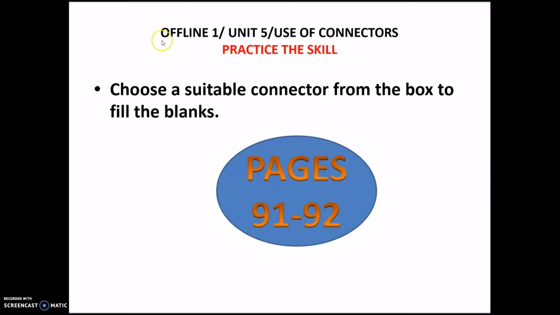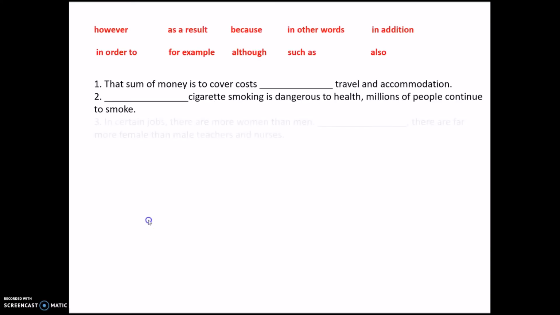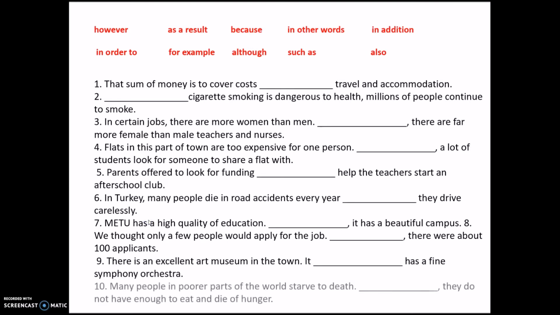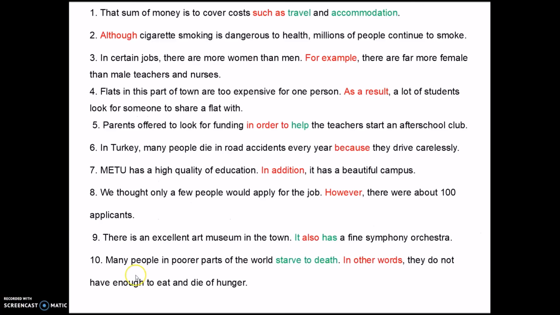If you have offline one book with you, you can open page 91 and 92. So here is the first exercise. You will choose a suitable connector from the box to fill the blanks. Pause the video now and write your answers on a piece of paper or on your notebooks, and when you finish, play the video to check the answers. So here we have the answers. Let's discuss them one by one.